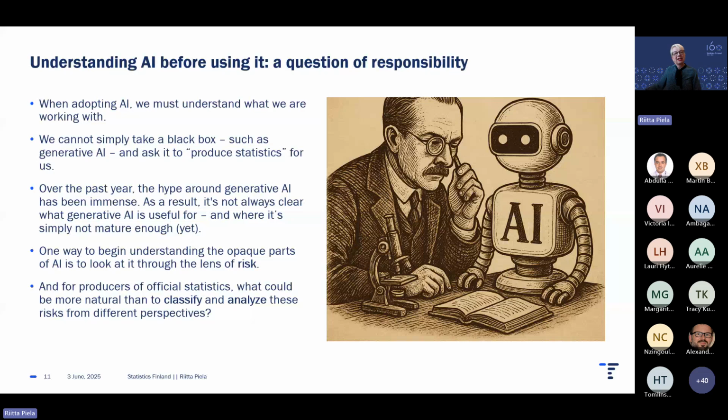I always think that understanding AI before using it is also a question of responsibility. When adopting it, we must understand what we are working with. We just cannot take a black box such as generative AI is now and ask it to produce statistics for us. The hype around generative AI has been immense, and as a result, it's not always clear what generative AI is really useful for, and where it's simply not mature enough yet. But one way to begin understanding the opaque parts of AI is to look at it through the lens of risk. And of course, as a producer of official statistics, what could be more natural than trying to classify the risks?